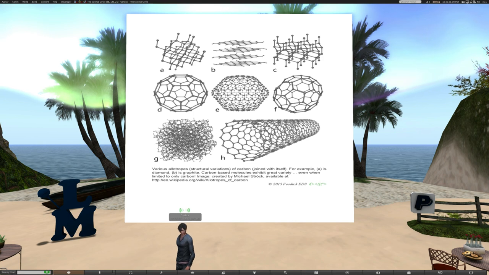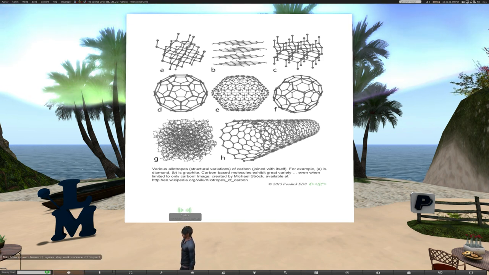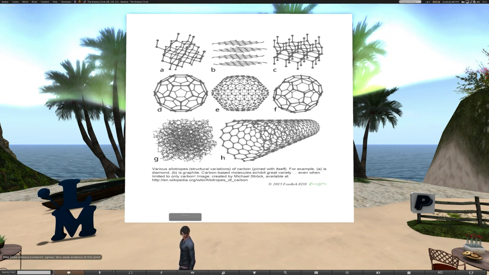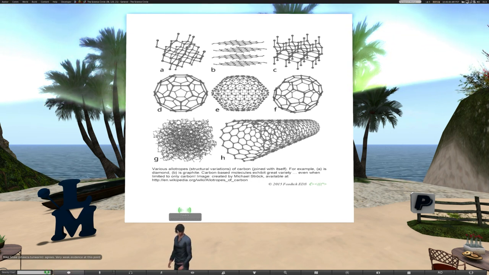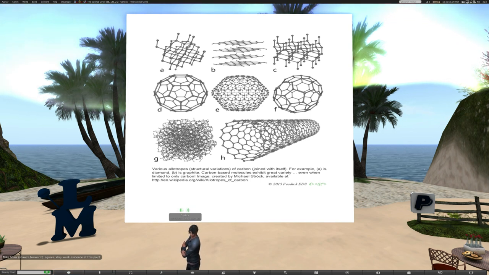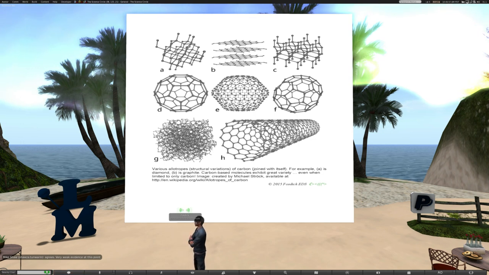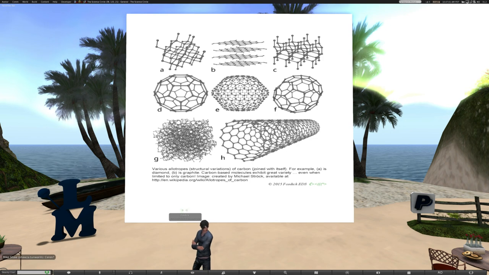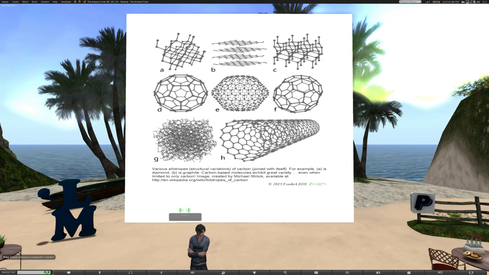Let's see. There's 15 minutes left, and I'm just trying to think of what might be interesting. Is there any particular topic that people find the most interesting? A particular planet or a topic in this area? If there is, let me know. Otherwise, I'll just find something. Let me see what might be interesting.